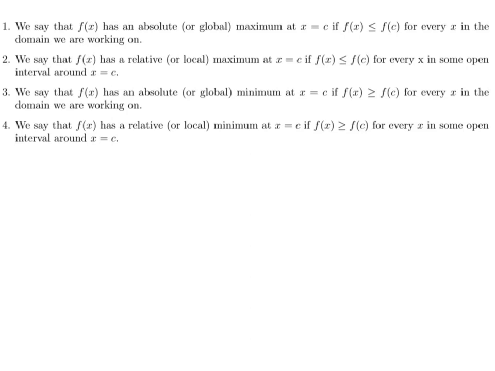So we'll start by reading through a few definitions. The first definition says, we say that f of x has an absolute or global max at x equals c if f of x is less than or equal to f of c for every x in the domain we are looking at. Number 2 is a definition for a relative or local max, and that's when f of x is less than or equal to f of c for every x in some open interval. So that's a difference between the definition for number 1 and number 2.